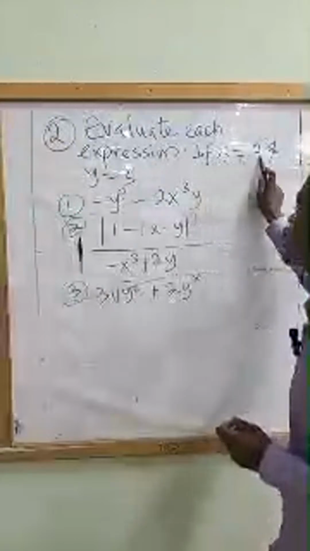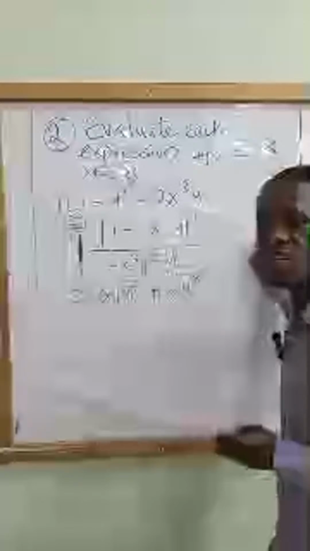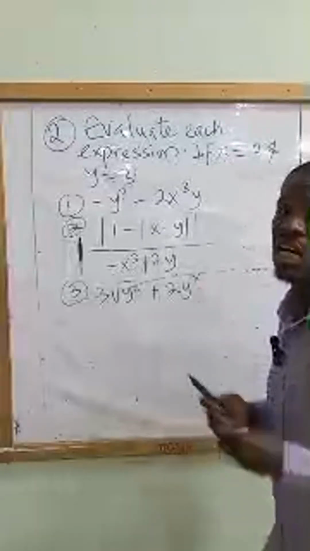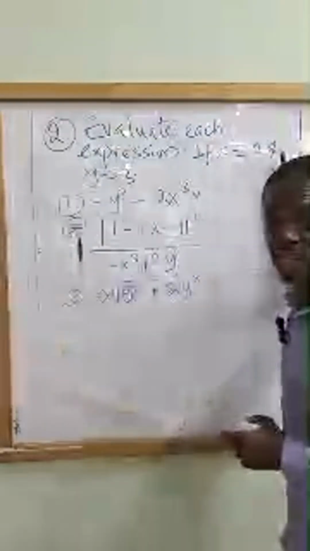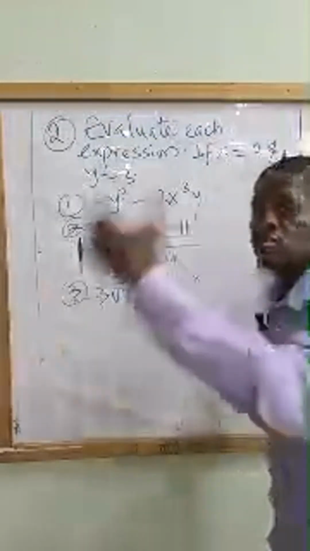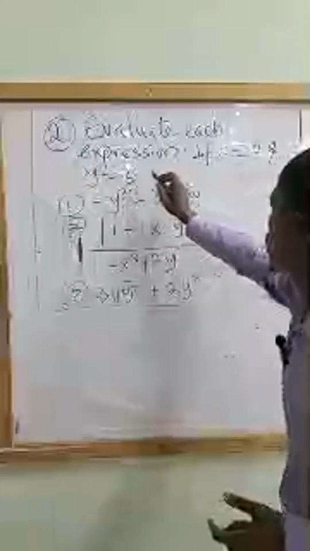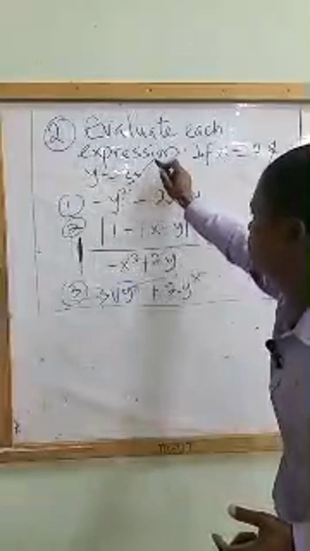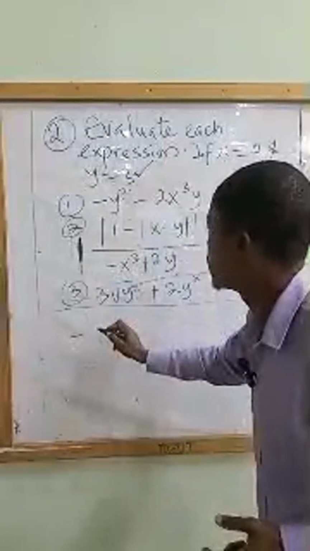If x is 2 and y is 3. Yeah, this is under substitution, under algebraic expression. So just begin to plug in the given parameters. Okay, begin to substitute into the given expression. The first one, we have minus y squared. Our y is what is given as 3. That will be minus, from the given expression, and then y is what?